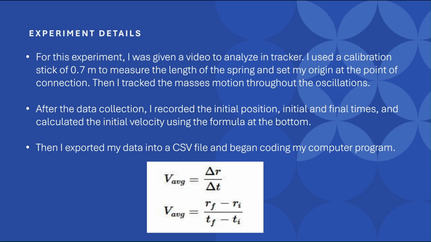For this experiment, I was given a video to analyze in Tracker. I used a calibration stick of 0.7 meters to measure the length of the spring and set my origin at the point of connection. Then I tracked the mass's motion throughout the oscillations. After the data collection, I recorded the initial position, initial and final times, and calculated the initial velocity using the formula at the bottom. Then, I exported my data into a CSV file and began coding my computer program.